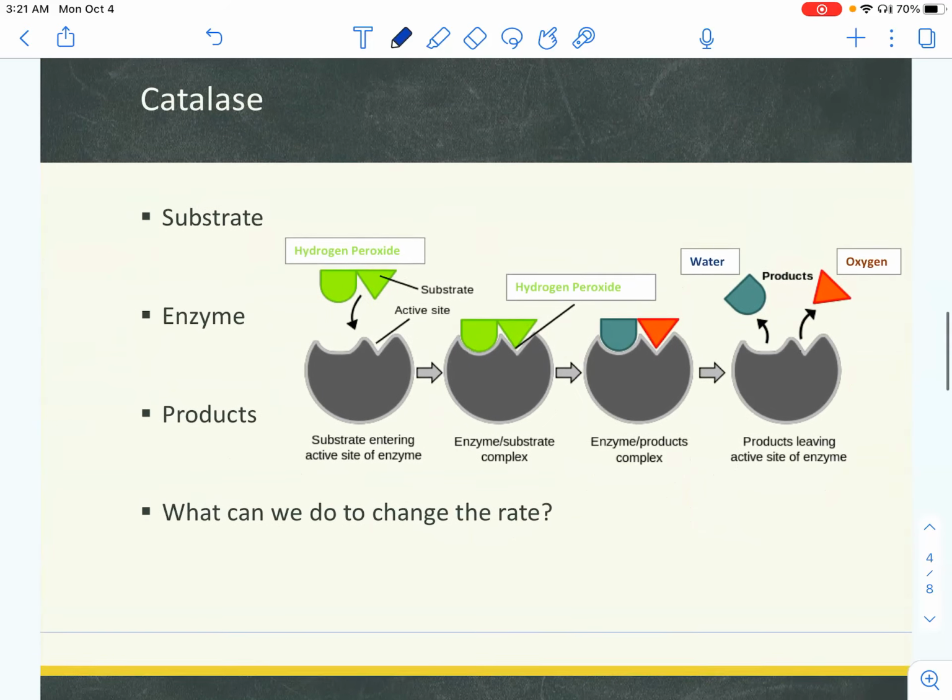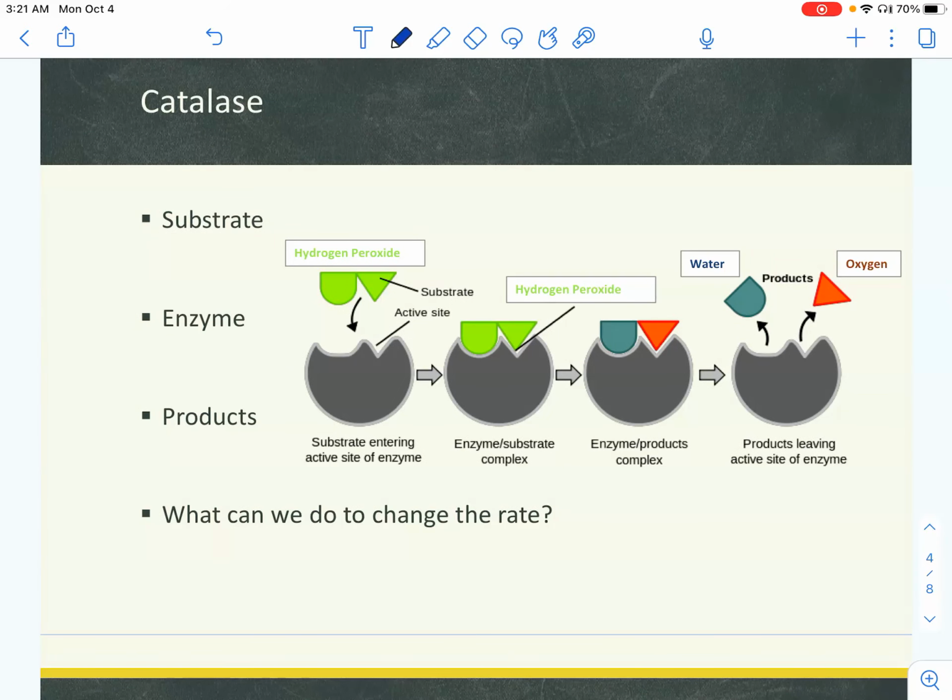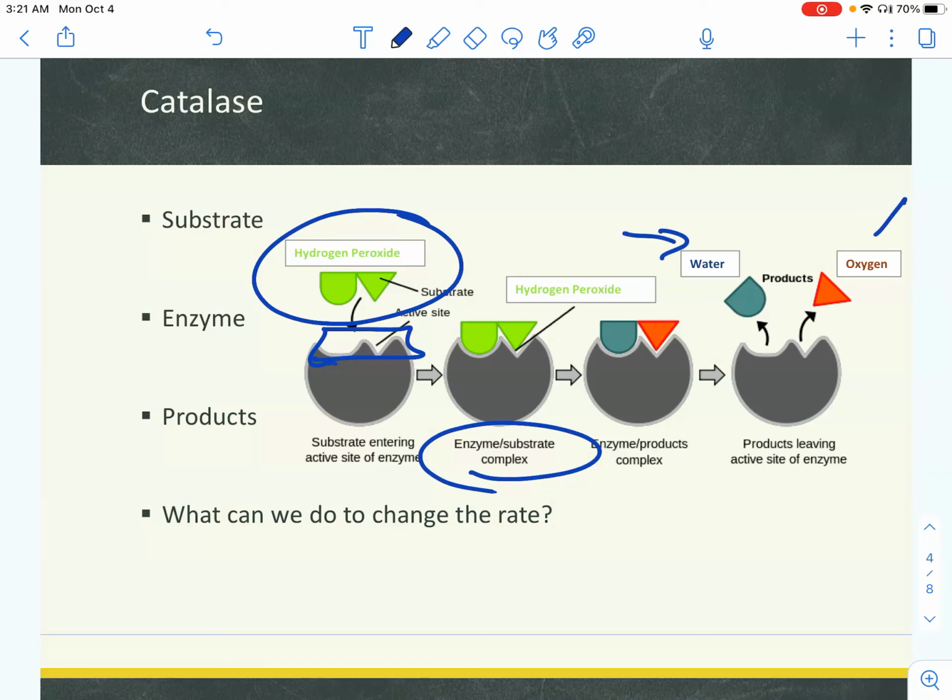So here is a very basic diagram of exactly what catalase does. So here's your enzyme substrate complex. We take hydrogen peroxide, which is a substrate, binds to the active site right here, and then the enzyme has an induced fit, kind of like the lock and key example, and it breaks it down, catalyzes the reaction into water and oxygen, which of course is not dangerous to our bodies.